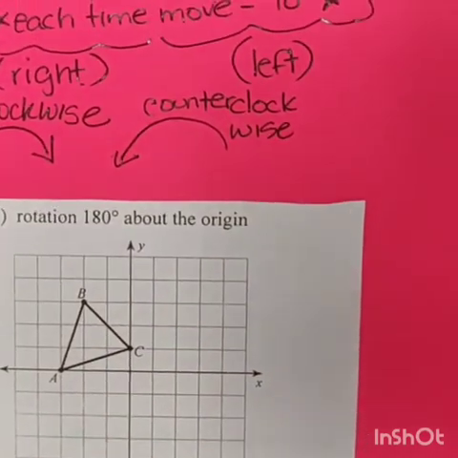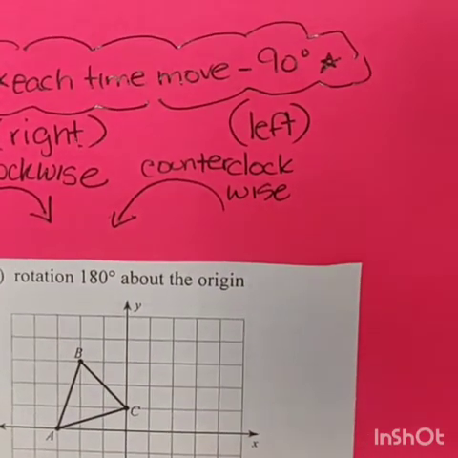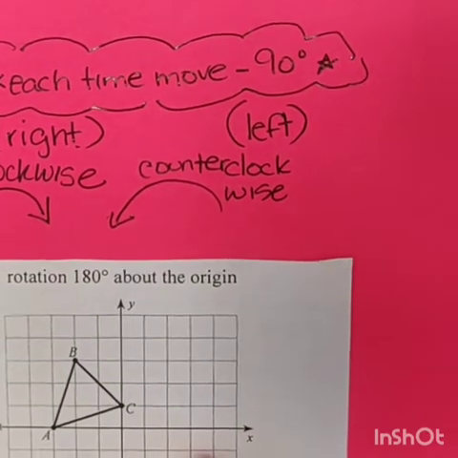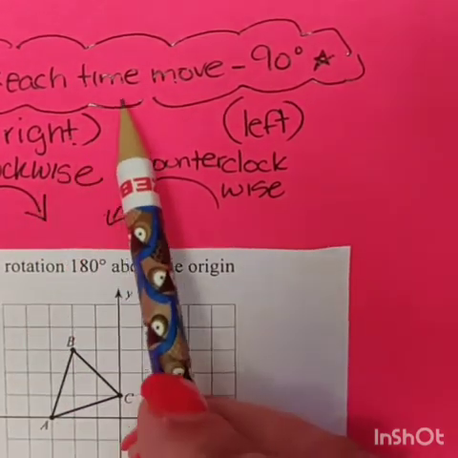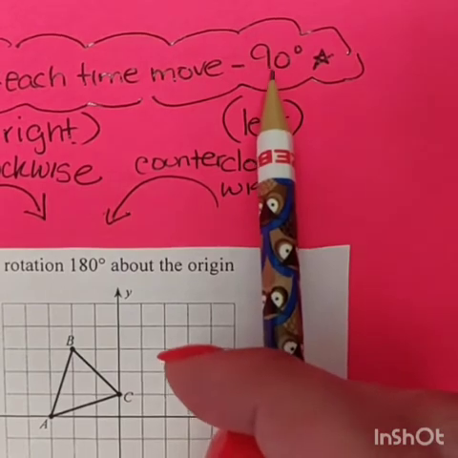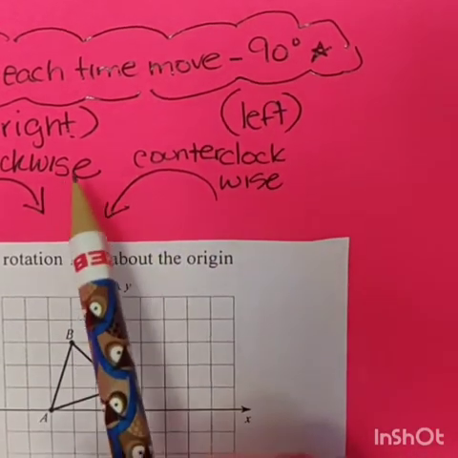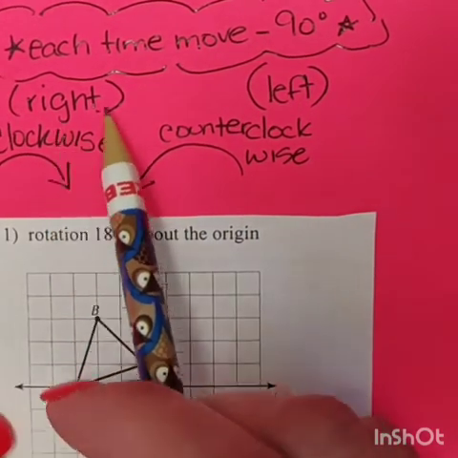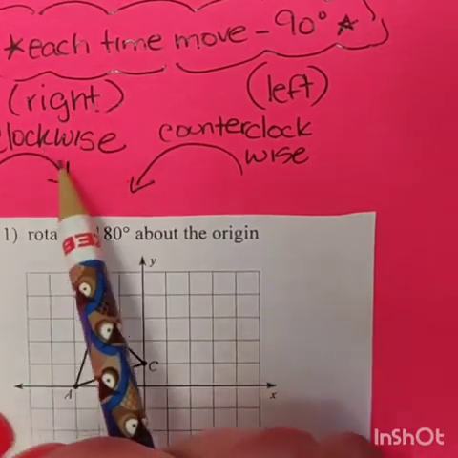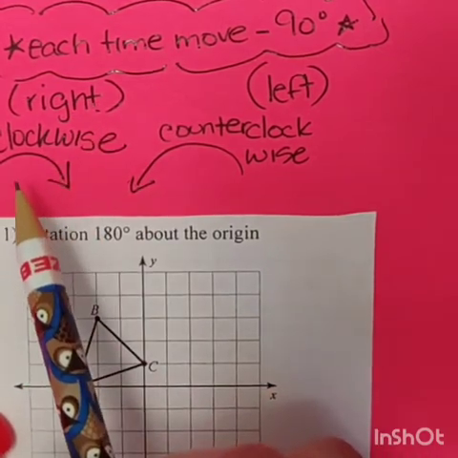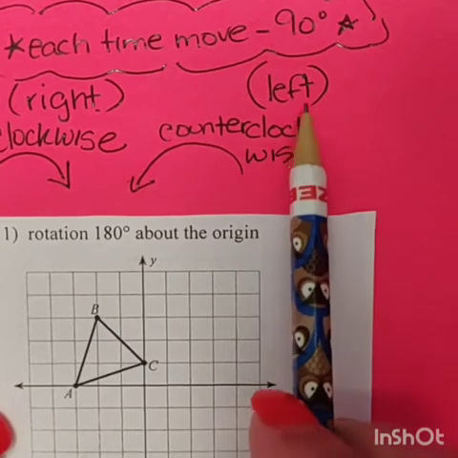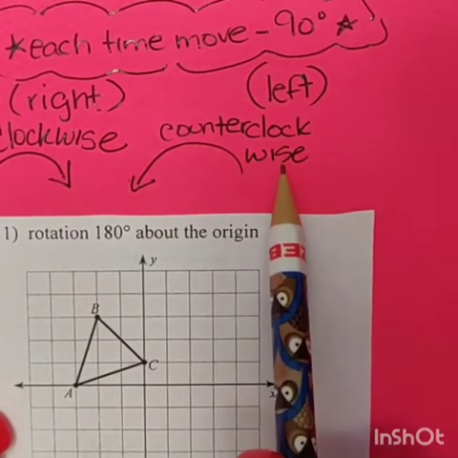All right, so what I have here is just a couple little reminders from the notes that you just took: each time you move your paper, it's going to be 90 degrees that you're moving it. Remember also that if you turn to the right, you're moving clockwise. It's like the clock that you see on the wall. And then if you go left, that is counterclockwise.